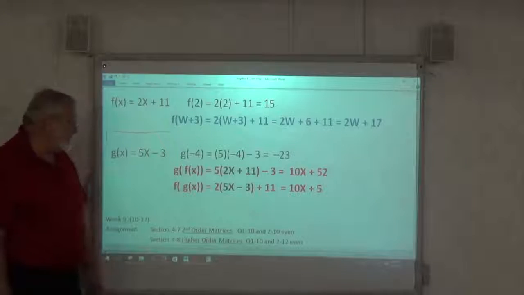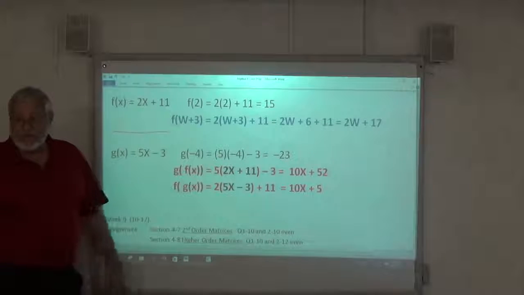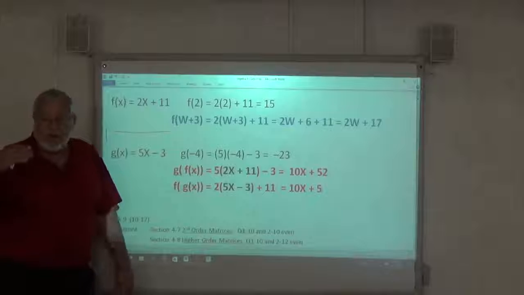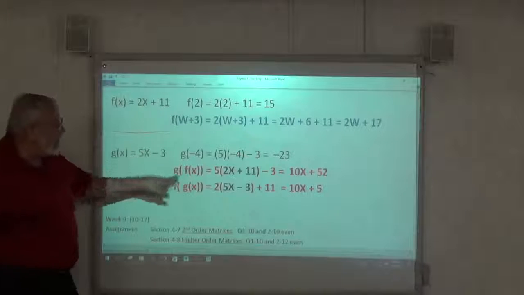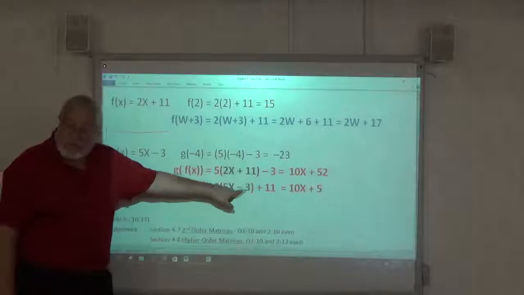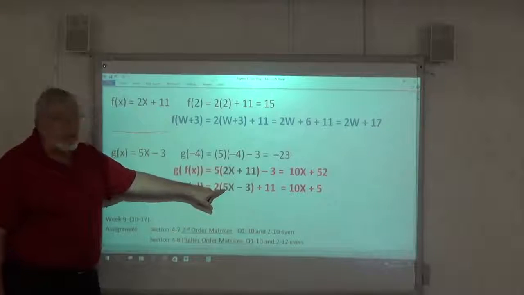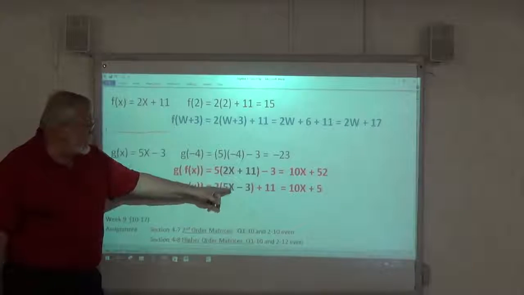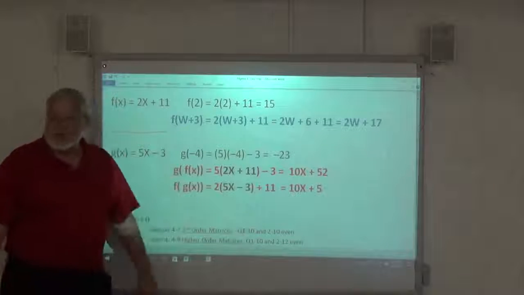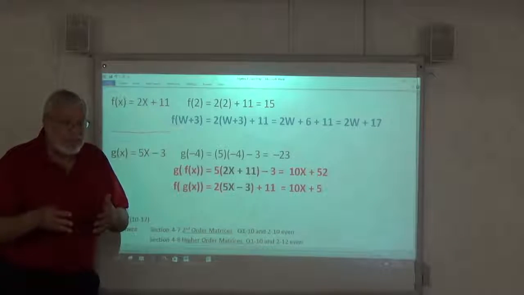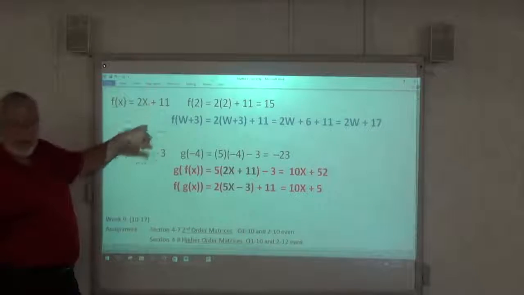C-O-M-P-O-S-I-T-E. Composite functions. Cool. Now, these are the most difficult. They would be more difficult if there were squares involved. If this had been x squared, then you would have been squaring this, and you would have to go through your FOIL method to get 25x squared minus 30x plus 9, and then you'd add plus 11. So the answer would be a little bit more difficult to come up with if there was a square here instead of just a linear equation.